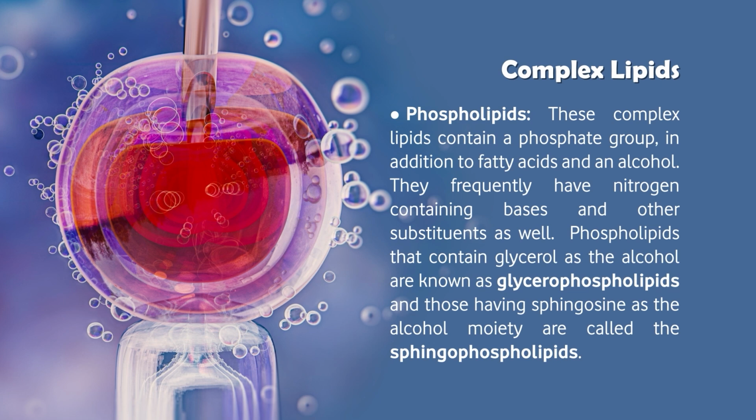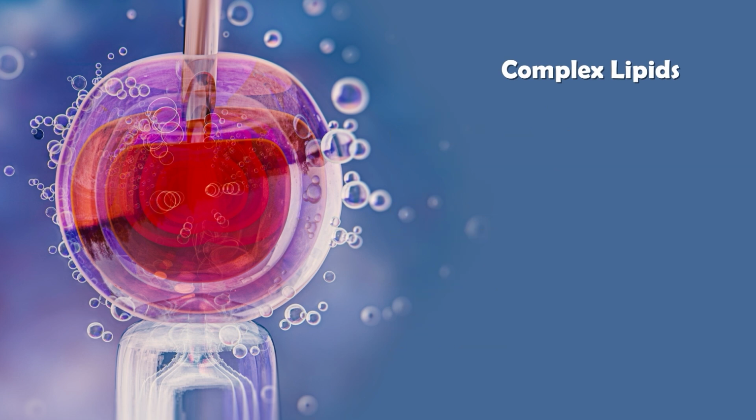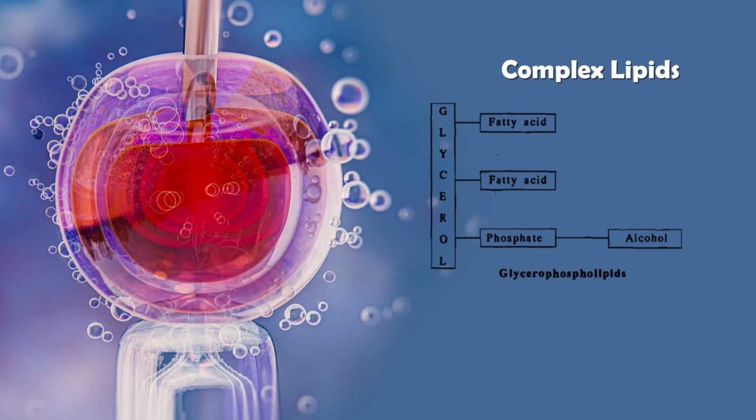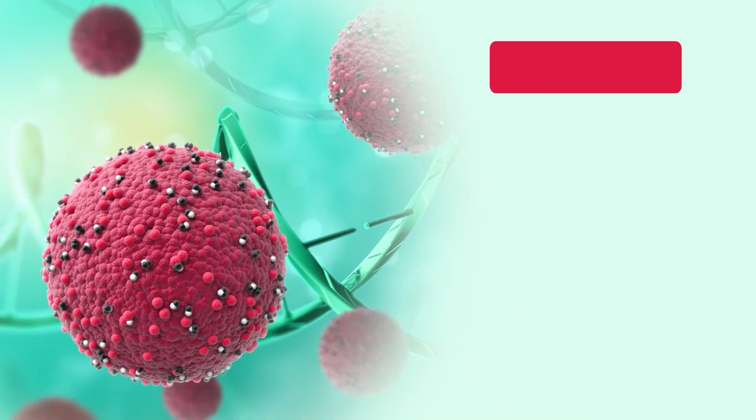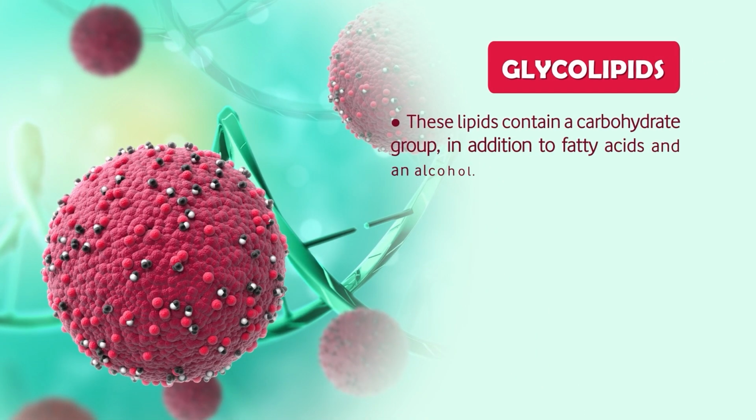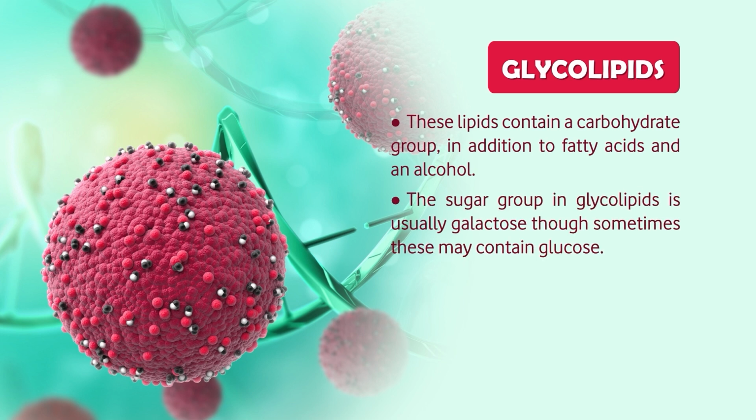Phospholipids that contain glycerol as the alcohol are known as glycerophospholipids, and those having sphingosine as the alcohol moiety are called sphingophospholipids. Now let's learn about glycolipids. These lipids contain a carbohydrate group in addition to fatty acids and an alcohol. The sugar group in glycolipids is usually galactose, though sometimes these may contain glucose. The alcohol part is either sphingosine or glycerol.